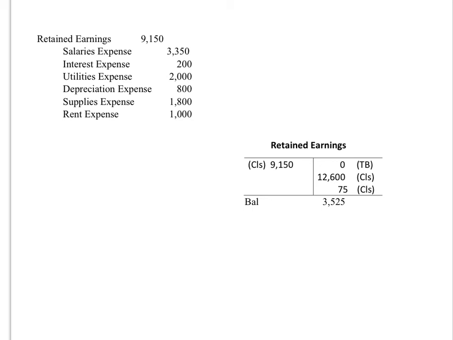So we have to get rid of salaries expense, interest, utilities, depreciation, supplies, rent expense, all those guys. So they total up to $9,150. Now we put that closing entry, closing our expenses into retained earnings, and that gives us $3,525. And that should be our net income when we run our income statement in the next video.